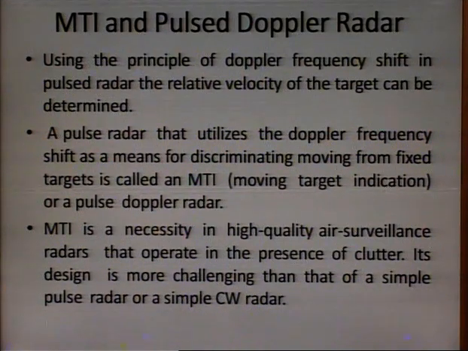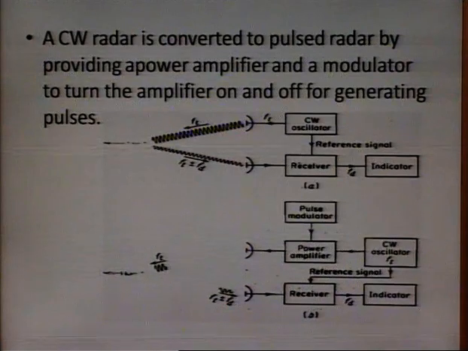Clutter means there are other targets also. One target is the desired target, and suppose there are so many other targets, out of which some are stationary and some are moving. So, to differentiate the stationary targets from the moving targets, we have to scan all those targets, all the targets are detected, and then a specific mechanism or principle is used to shunt out the stationary targets and to point out that these are the moving targets. So, its design is a little bit complex as compared to a simple pulse radar or simple continuous wave radar.